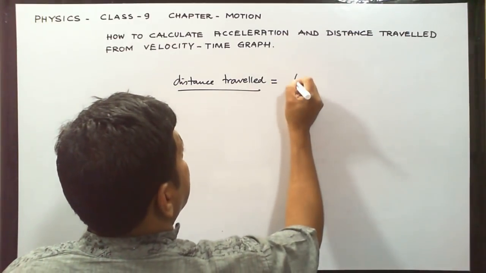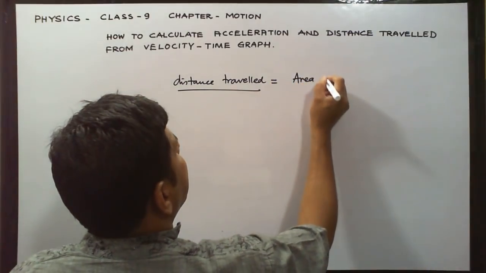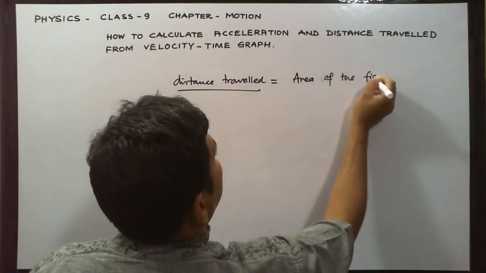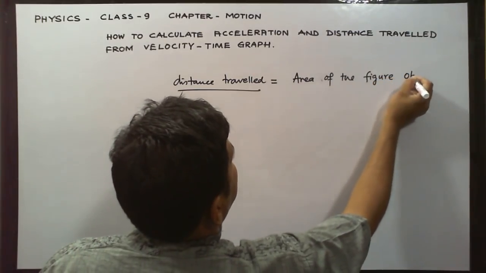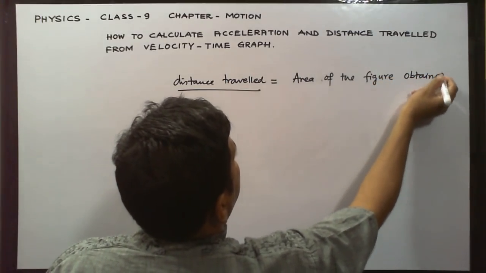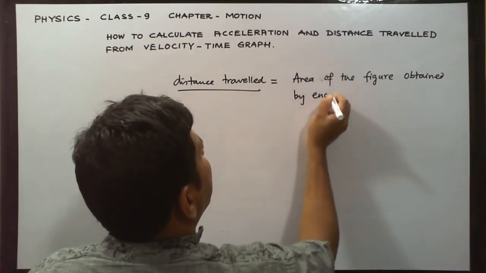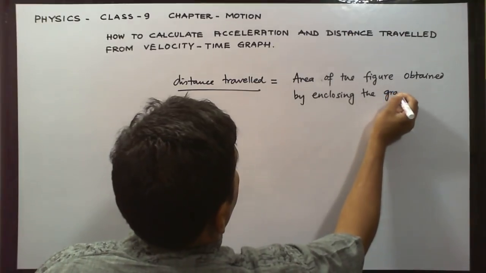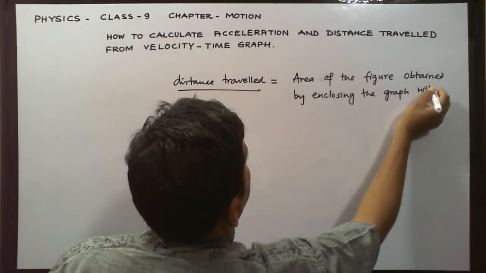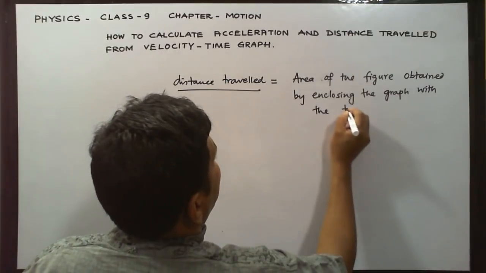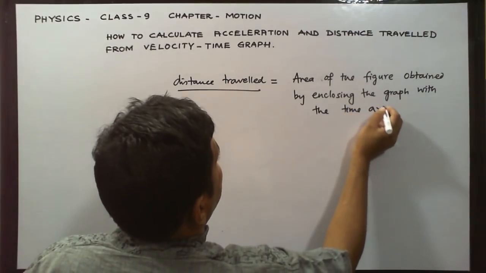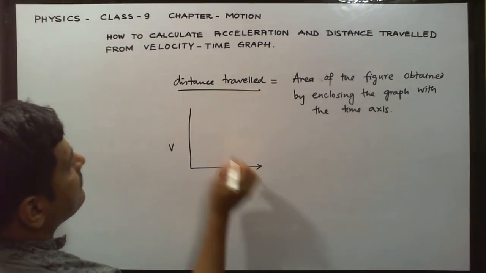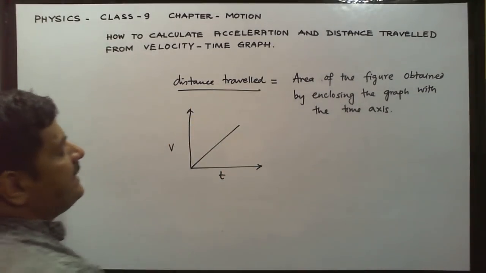Equal to the area under the graph, the area of the figure obtained by enclosing the graph with the time axis. So we had velocity increasing uniformly, we were having this.